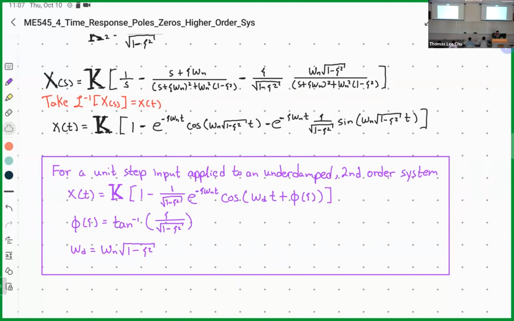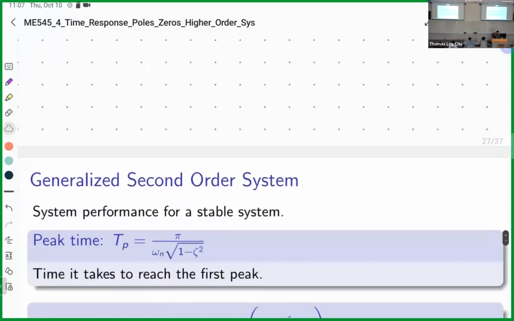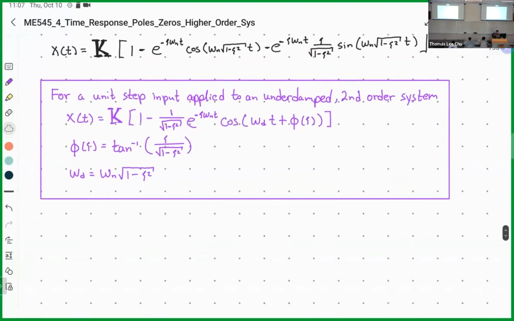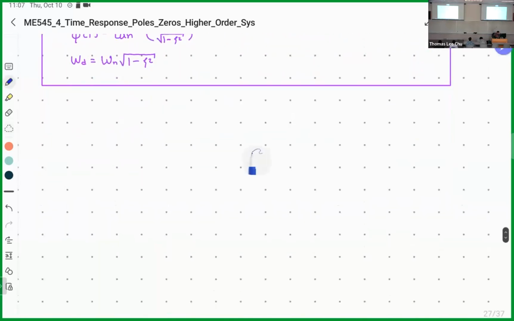All right, so I have some definitions on the next page here, but it's going to be the same thing as the first order system. We're going to have a rise time, a peak time, something new called percent overshoot, and a settling time. I'm going to just draw it out first here. So an underdamped system is going to look like this.